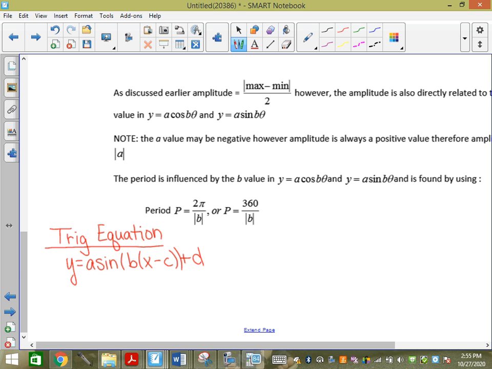or y equals a cos bx minus c plus d. You don't need to memorize these because they're at the very bottom here on your formula sheet. It gives you the transformed form of a trig, which is exactly these two formulas.